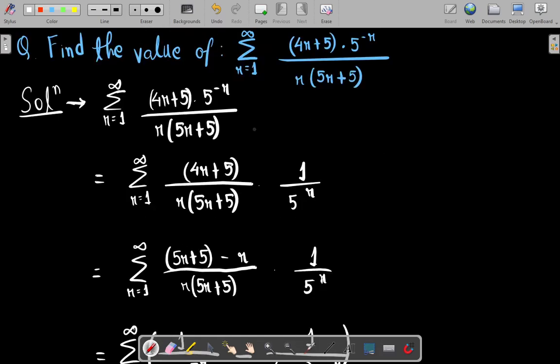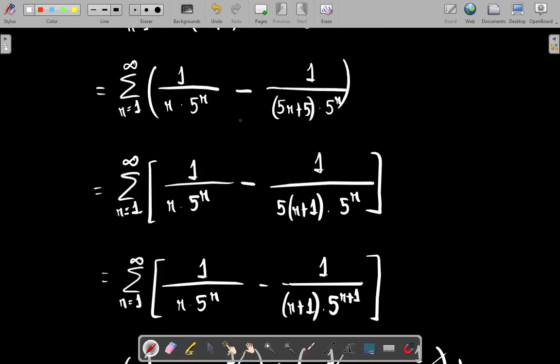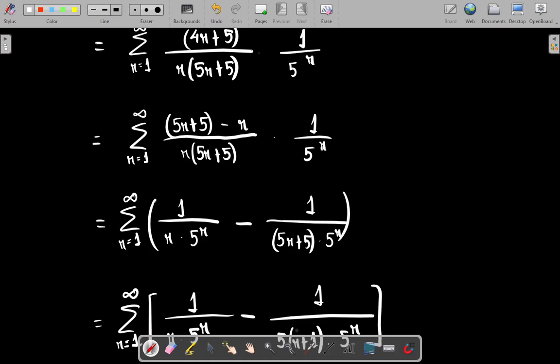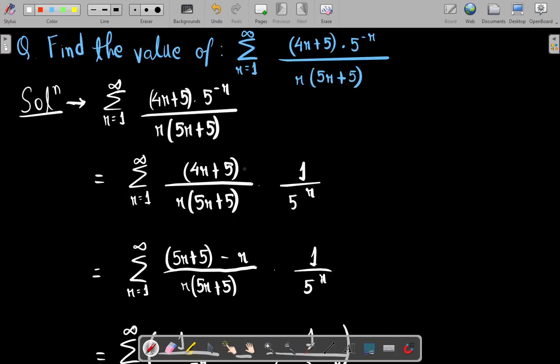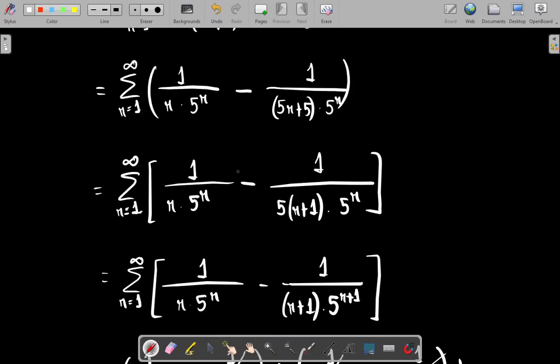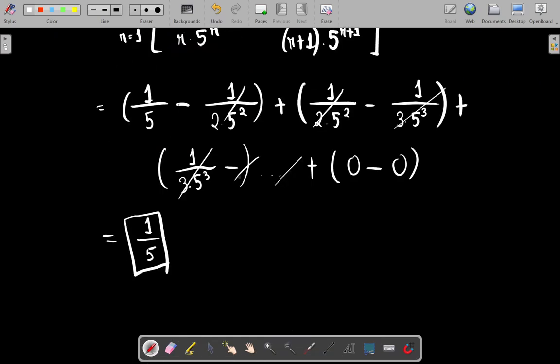The key for this sum is again this method of difference and splitting this fraction into differences of two expressions. So you can apply the method of difference. This partial fraction is the key step. Otherwise, this is very solvable. So this is the final answer.